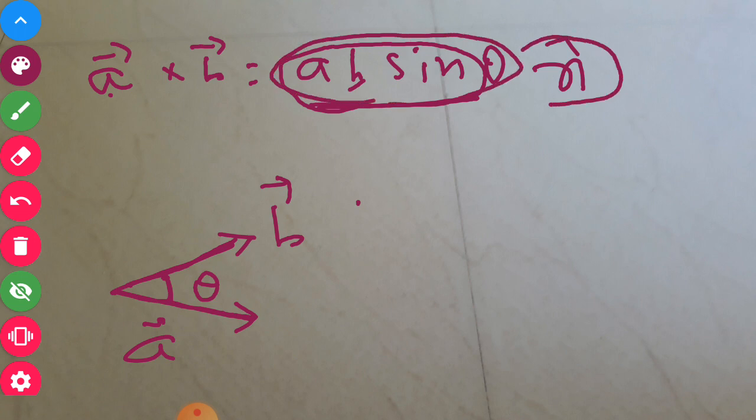Now what is n cap? N cap is the normal to the plane formed by vector A and B. If vector A is here and vector B is here, then the perpendicular to this will be in this direction or the downward direction. Try to understand. The normal to the plane formed by vector A and B can be either upward or downward. Now in which direction will A cross B be?